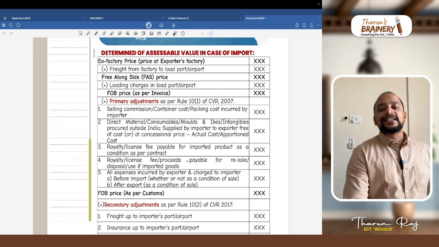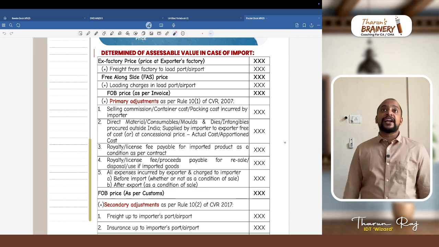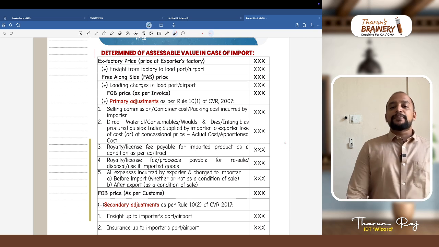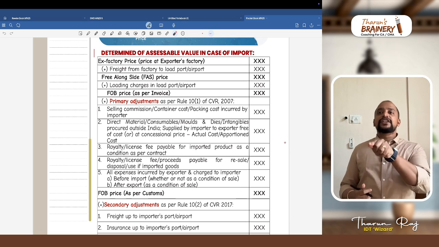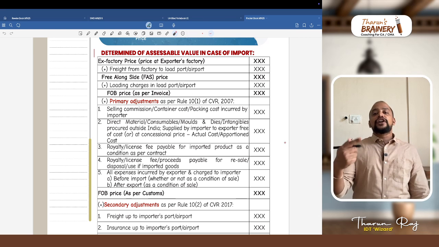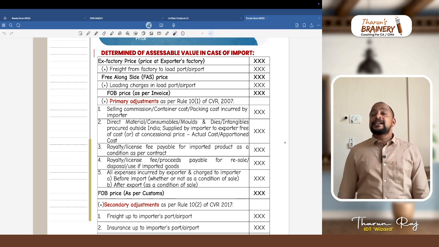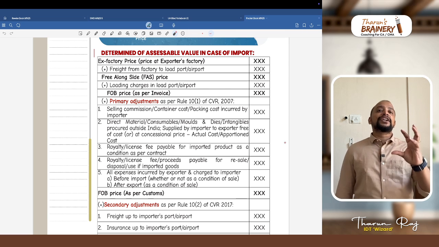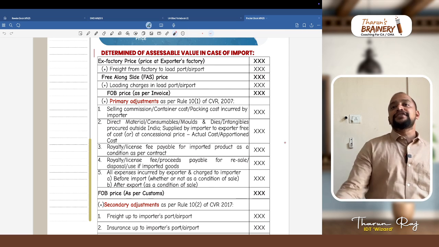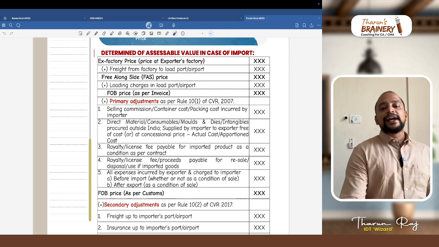Then royalty, license fee payable for the imported product as per the condition, as per contract. That is, whenever we are importing a product, for using the product we need to pay the royalty. That royalty also will be included. Even if the royalty is payable based on the sales also we need to include it, but we need to know at the time of import how much royalty we need to pay. Otherwise we cannot determine the value.